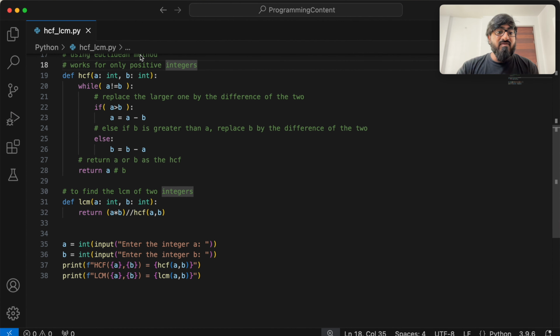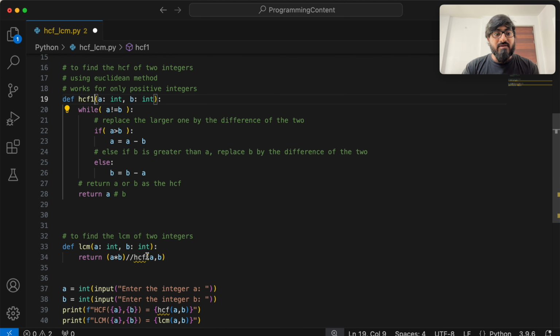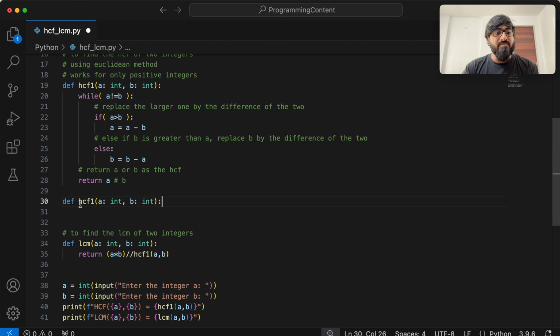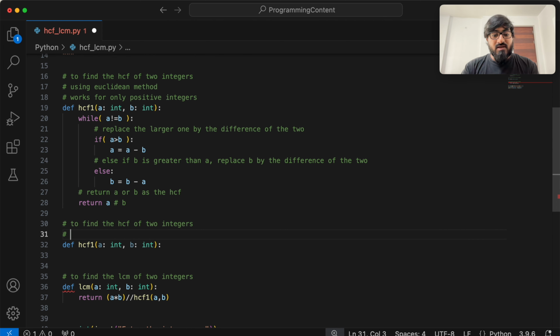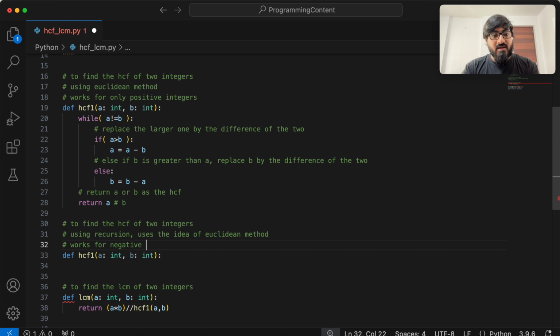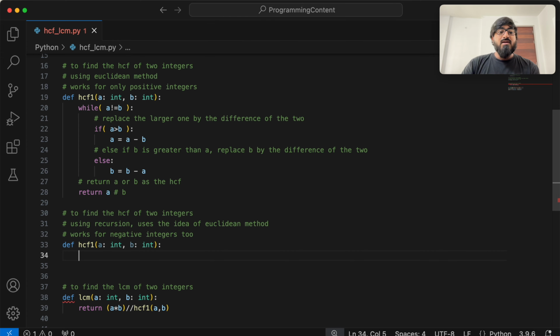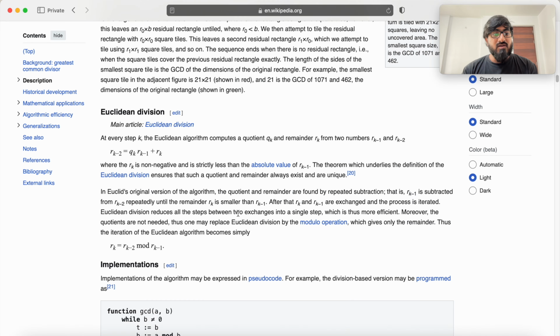So when we approach this in a recursive way, if I make this HCF 1, I write HCF 2, which is going to be the recursive part, to find the HCF of two integers using recursion. This is the idea of the Euclidean method, and it works for negative integers. The algorithm is very standard, which is mentioned here. So this was the algorithm we discussed.